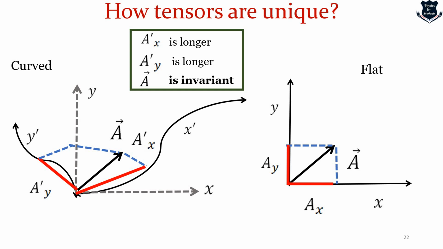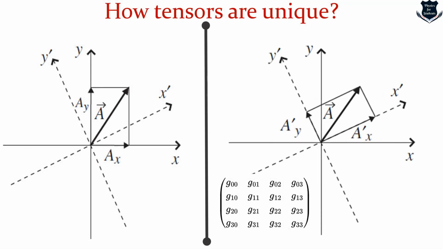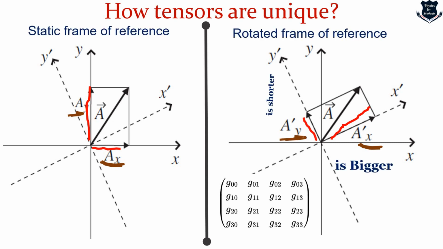So this is another feature of tensors: when we are moving from flat to curved space, the basis of the vectors changes, but the vector remains invariant. Let us look into this part of our video. So you see, this is a curved space, this is a flat space-time, and here you can see that this is AX, this is AY, and this is the A prime X and A prime Y. But when we are moving and rotating that frame of reference, the A prime X becomes bigger and the A prime Y becomes a little bit shorter. So from the static frame of reference, when we move into a rotating frame of reference, we can see that the components of the vectors are changing. Some of them become bigger and some shorter.